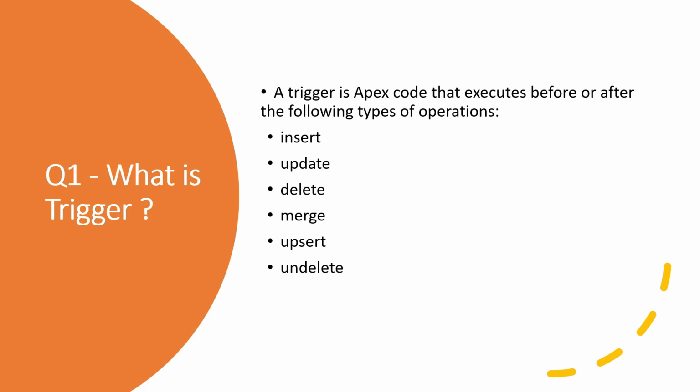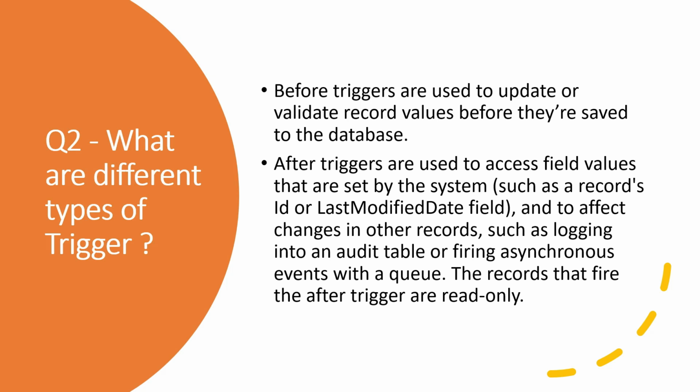A trigger is an Apex code that executes before or after the following types of operation: insert, update, delete, merge, upsert, and undelete. What are different types of triggers? Before triggers and after triggers.